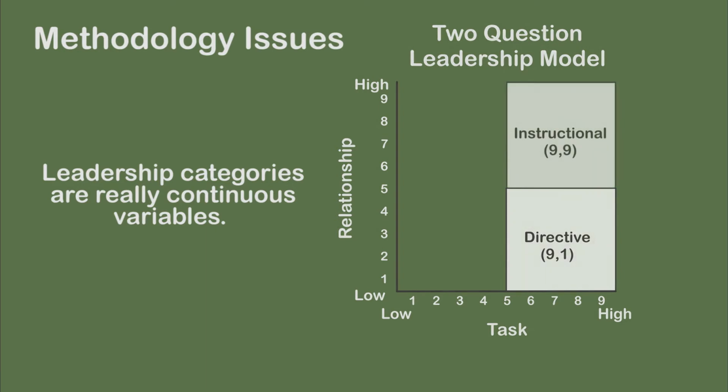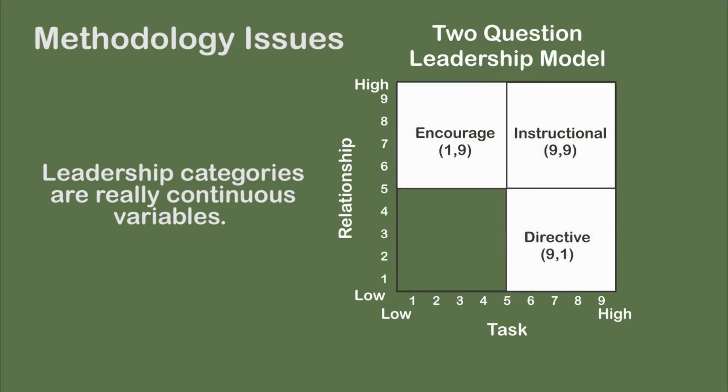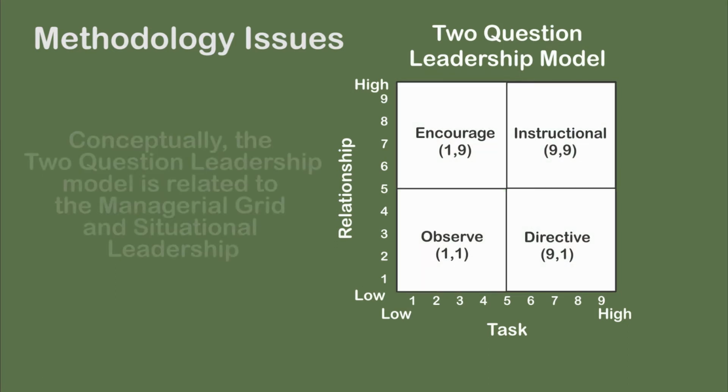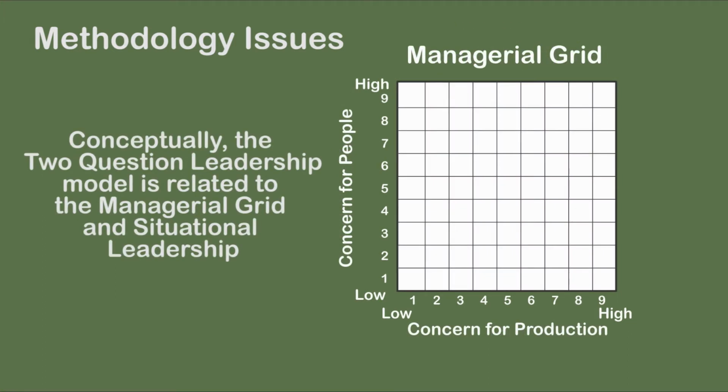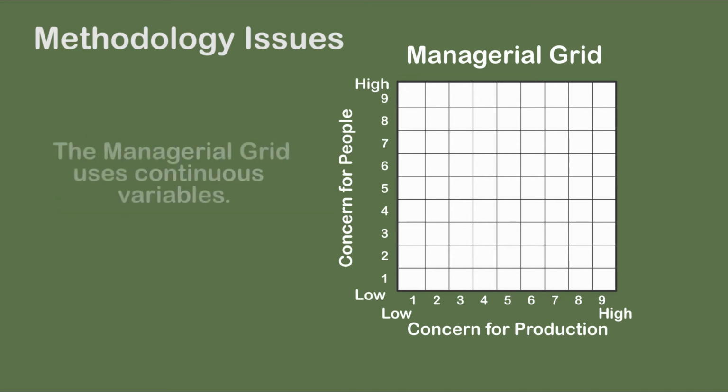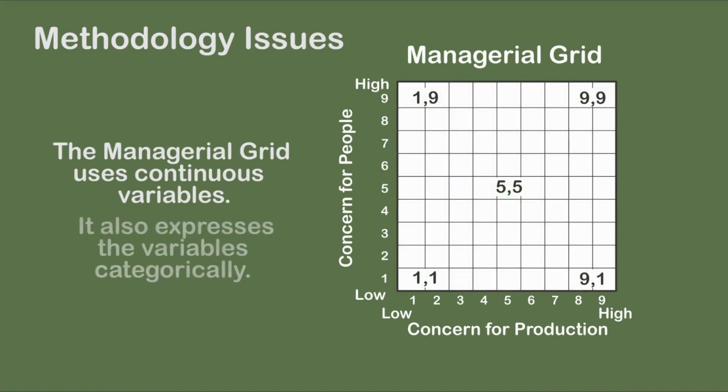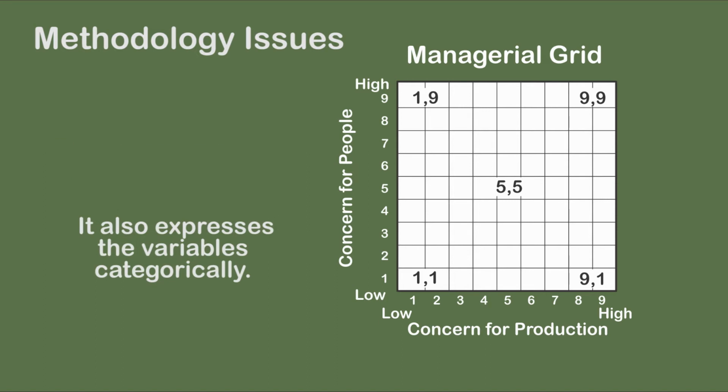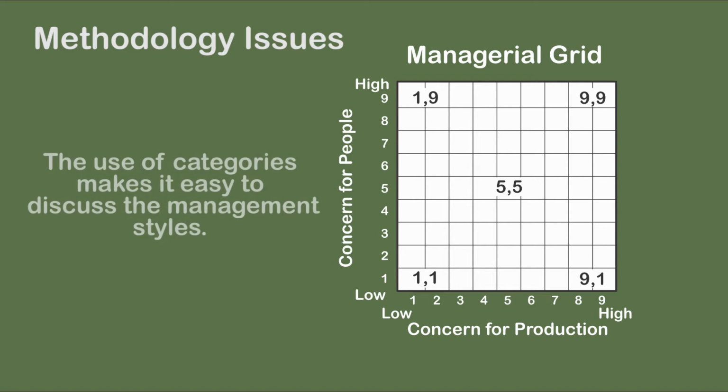Leadership styles are presented as categorical variables. Actually, think of them as continuous variables. The management grid from which, in part, the two-question leadership model was derived relates concern for people and concern for production as continuous variables, but presents 5 stereotypical management styles which are categorical. The 5 stereotypical management styles make for an easy discussion.